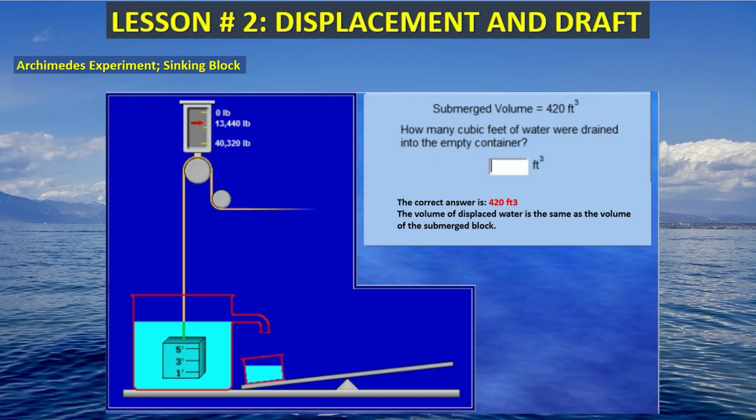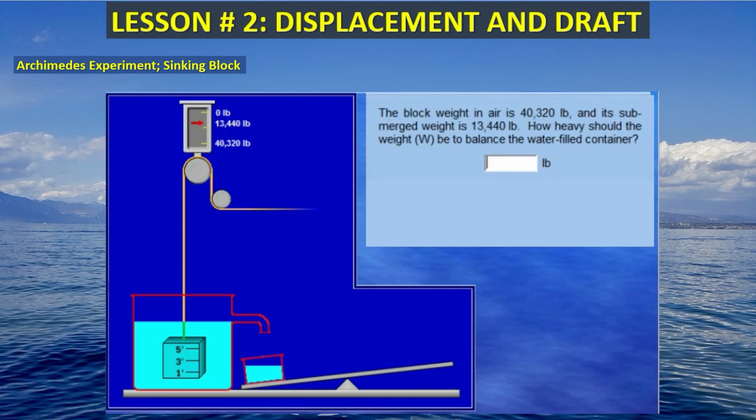The correct answer is 420 cubic feet. The volume of displaced water is the same as the volume of the submerged block. The block weight in air is 40,320 pounds, and its submerged weight is 13,440 pounds. How heavy should the weight be to balance the water-filled container?